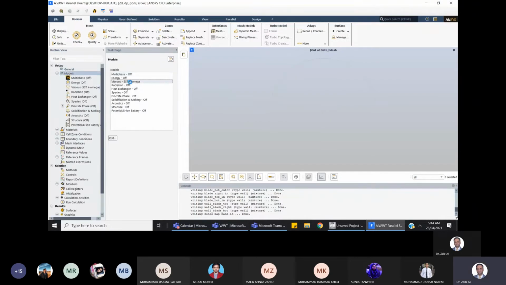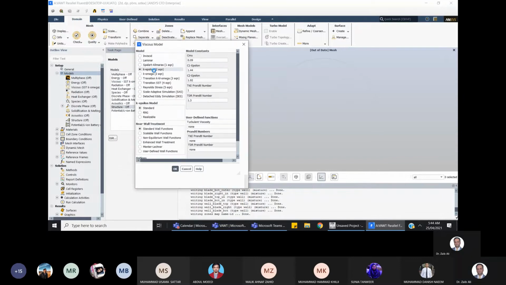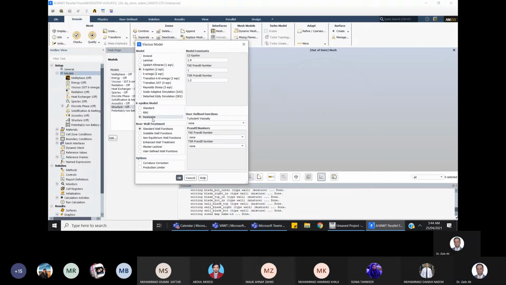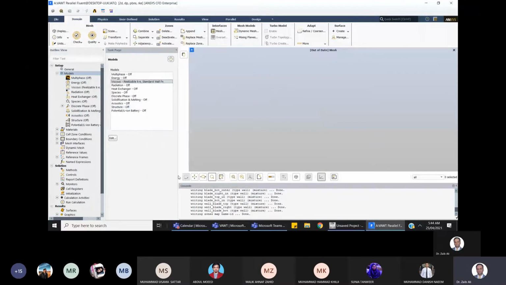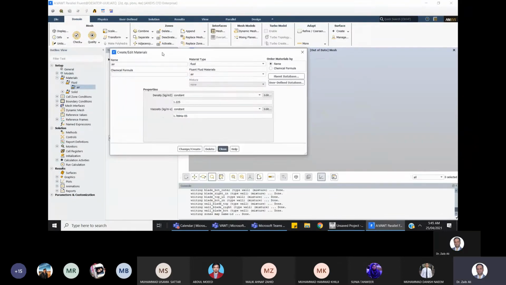Once you have done that, you set the usual parameters like what the flow solver is and what turbulence model we're using here. We're using k-epsilon, realizable. Materials we will leave as air.